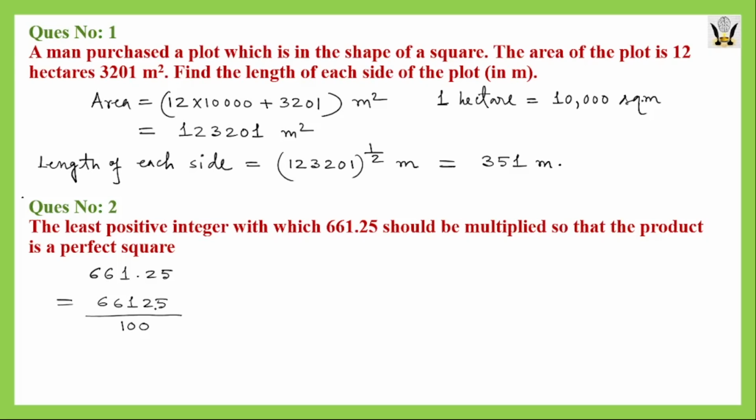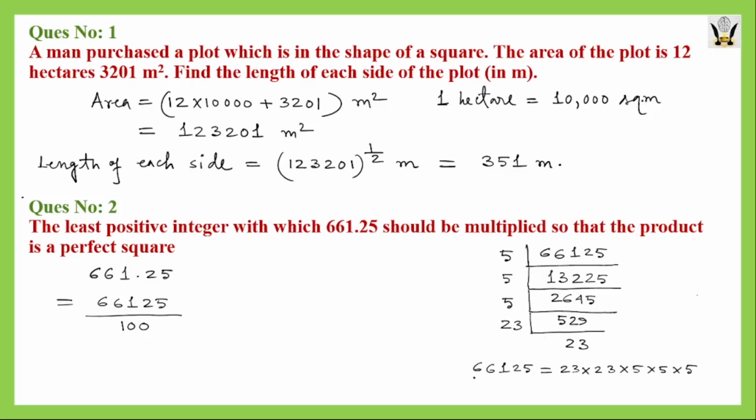Definitely, as per the given problem statement, this is not going to be a perfect square, and there will be a deficiency. We need to find the value by which we will multiply this number so that the final number will be a perfect square. To solve this type of problem, we factorize the given number. Then only can we find how much is deficient.